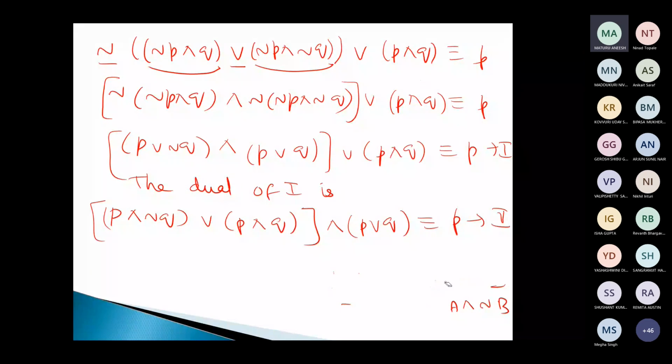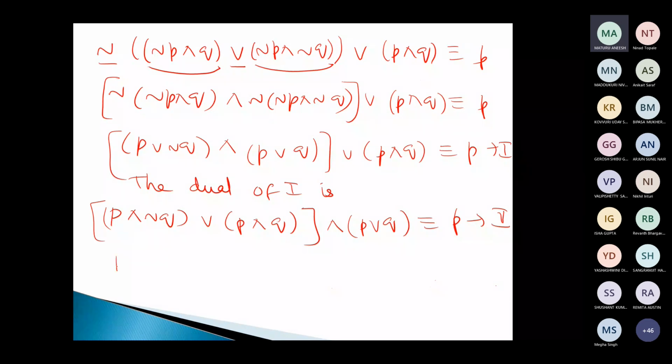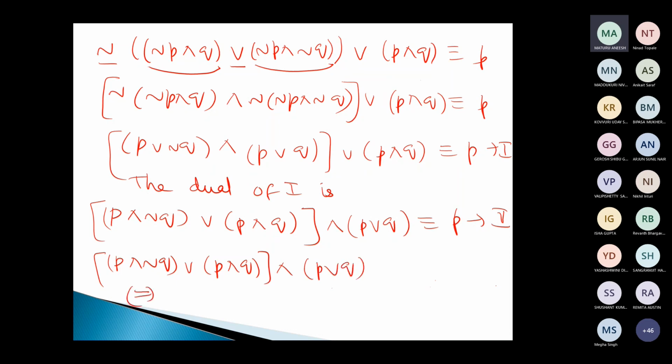So we have to prove 2 now, right? How to prove 2? Take the left side: P and not Q or P and Q, and P or Q. Shall we combine this? Any idea? Shall we use De Morgan's law? No, sorry, the distributive law, shall we use?